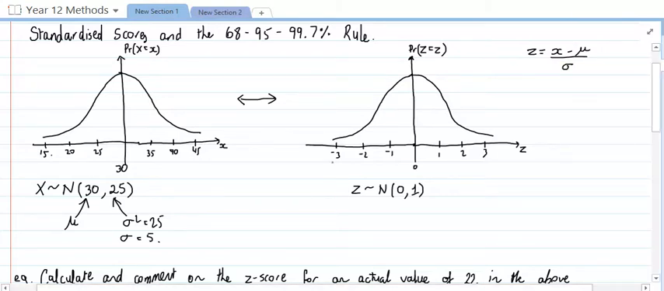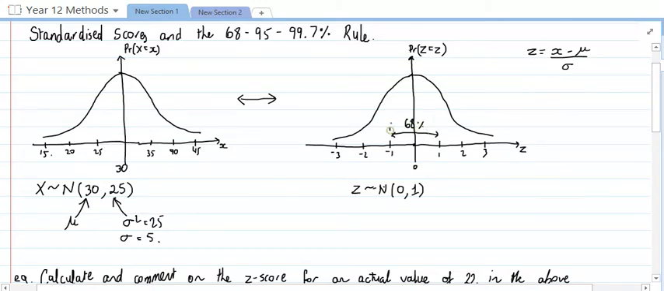And the last thing I'll mention in this video, just a moment. Alright, sorry. The last thing I'll mention here is that we need to also look at the 68, 95, 99.7% rule. And all that means is that within one standard deviation of the mean, so from here to here, we actually have 68% of all of our scores.